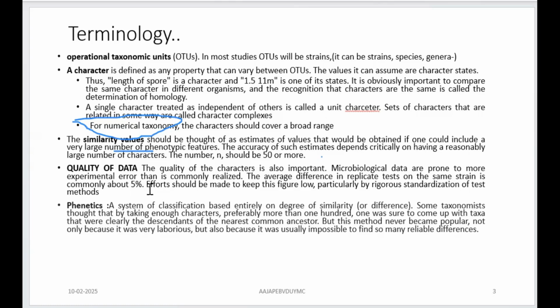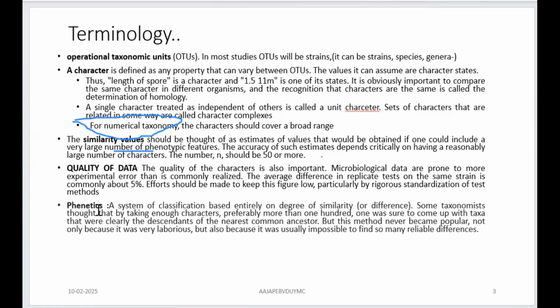The same strain, same organism you are using, the same test you are running, but you are keeping 5 replicates, or 10 replicates, or 20 replicates, right? So when you are keeping multiple tubes of the same test, same organism, yet you will find about 5% error or variation. So you have to work so rigorously that the processes are standardized and the errors are almost nil or zero, which is not possible, but you have to attempt to reach the minimum error.